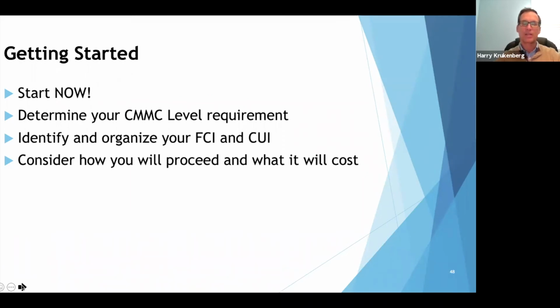Determine your CMMC level requirement. Again, look at your practices, look at your processes, understand where you have CUI now and how it can be addressed, and make a decision on what CMMC level you are going to seek as an organization. Next, again, the homework assignment: identify and organize your FCI and your CUI, and consider how you will proceed and what it may cost. Next slide.